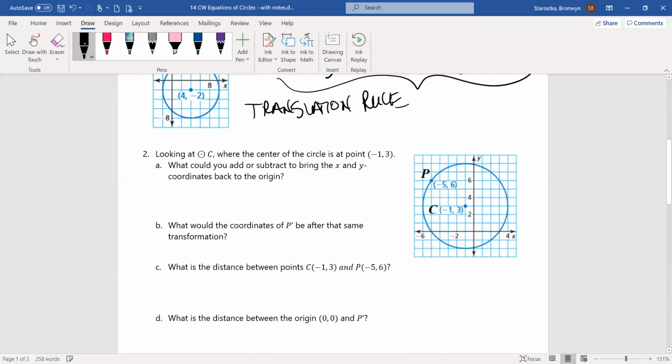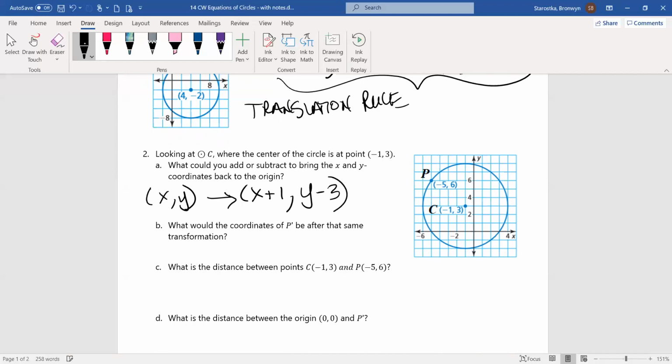All right, so we're looking at circle C, where the center is at the point -1, 3. Scale is just fine here. What could you add or subtract to bring the x and the y coordinates back to the origin? What would take them home? So let's write the rule. Every x and every y in that figure would need to go right 1, so that's x plus 1, and go down 3, y minus 3.